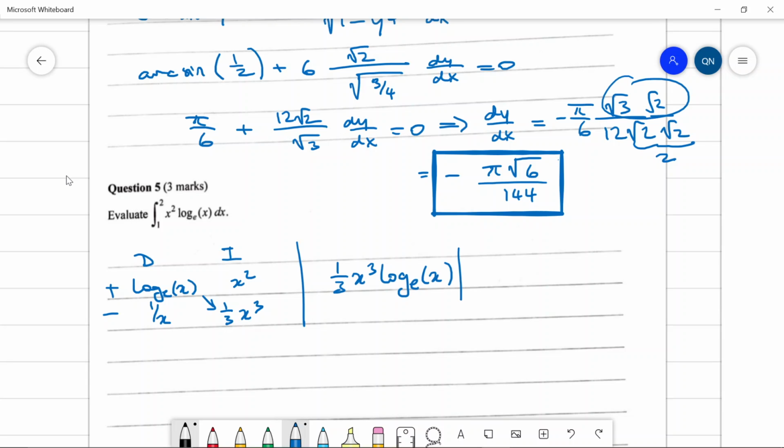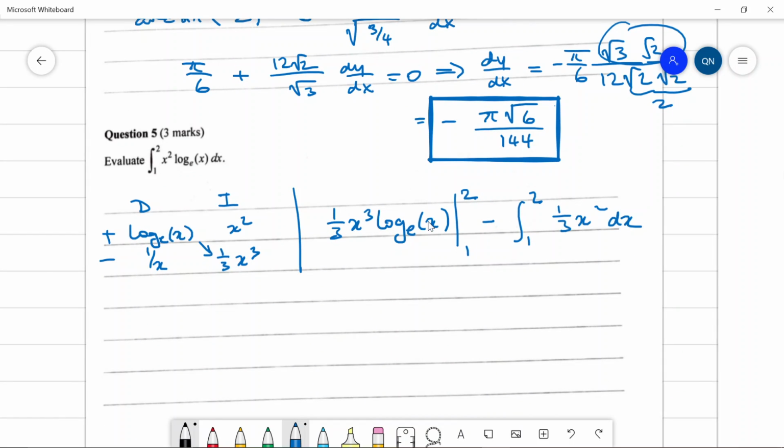And then you do minus the product over here as an integral. So this evaluates from 1 to 2. And then you minus the integral from 1 to 2 of the product down here, which is just going to be 1/3, and then you have x squared dx. Right, that should be it. Okay, so let's plug things in. So plugging 1 into the logarithm gives you 0, so we can ignore 1. So this is going to give you, just plug 2 in, so that's just going to be 1/3 times 8 times log base e of 2, minus the integral of this guy, which hopefully isn't too bad to evaluate.